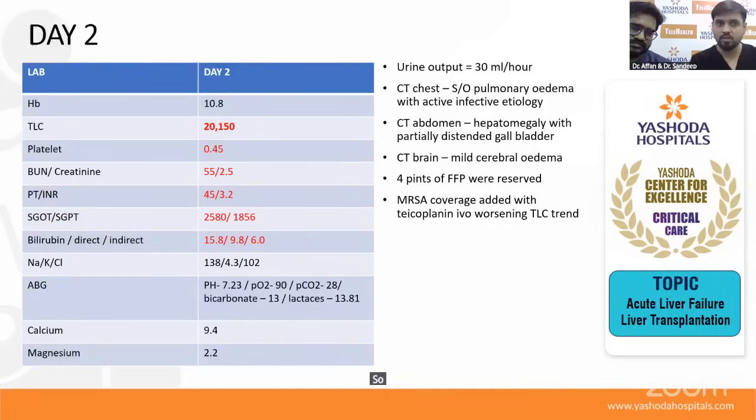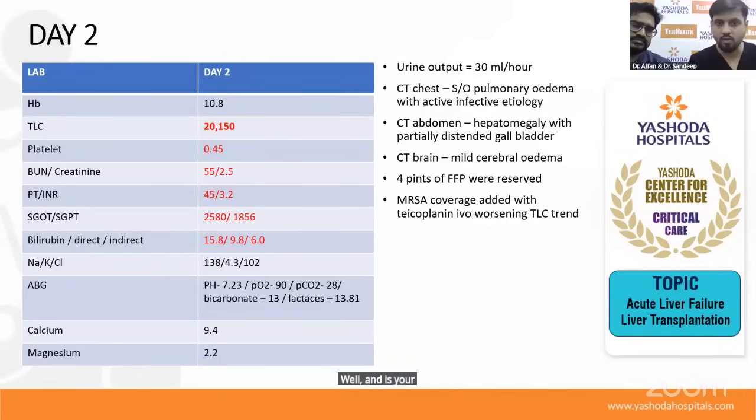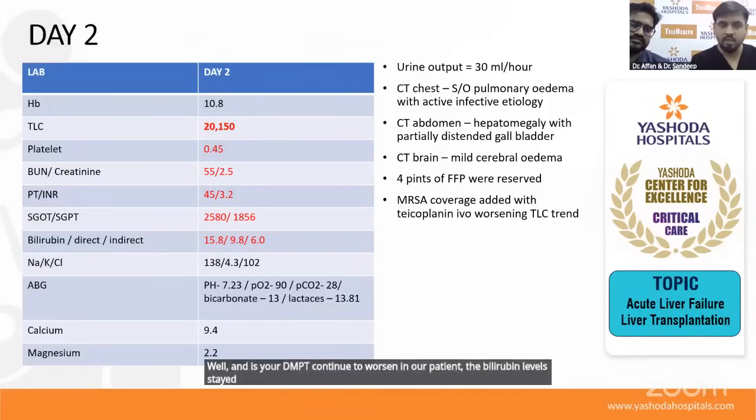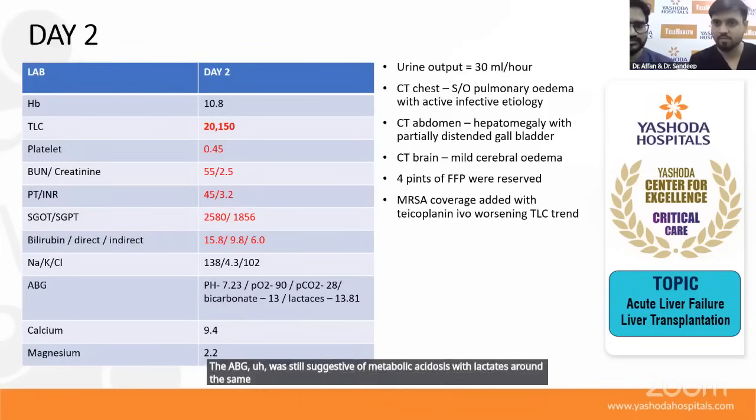The TLC count was worsening. The platelets stayed around 45,000. The creatinine, INR, SGOT and PT continued to worsen in our patient. The bilirubin levels stayed elevated. The ABG was still suggestive of metabolic acidosis with lactates around the same level.